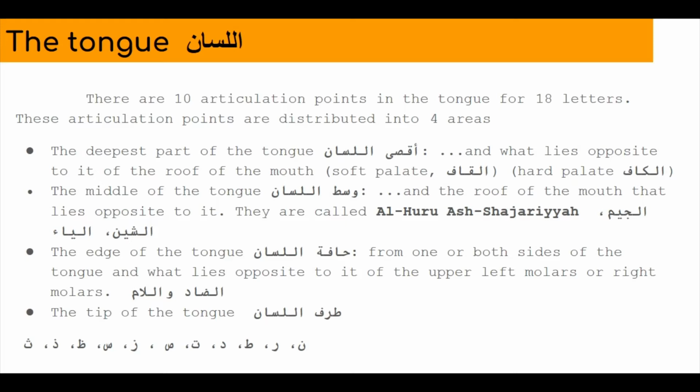From the tip of the tongue, we have 5 other articulation points for 11 letters. We have nun, ra, ta, da, ta, sod, zai, sin, dha, dhal, and tha. These 11 letters are coming from the tip of the tongue.